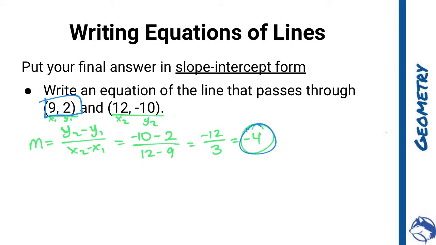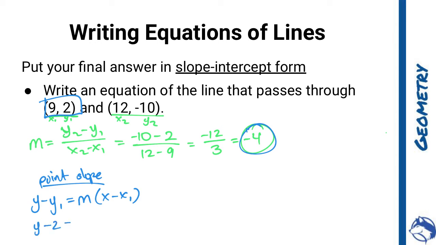So slope, point, we're going to do point-slope form. So remember, this is y minus y1 equals m times x minus x1. So y minus 2 is equal to negative 4 times x minus 9.